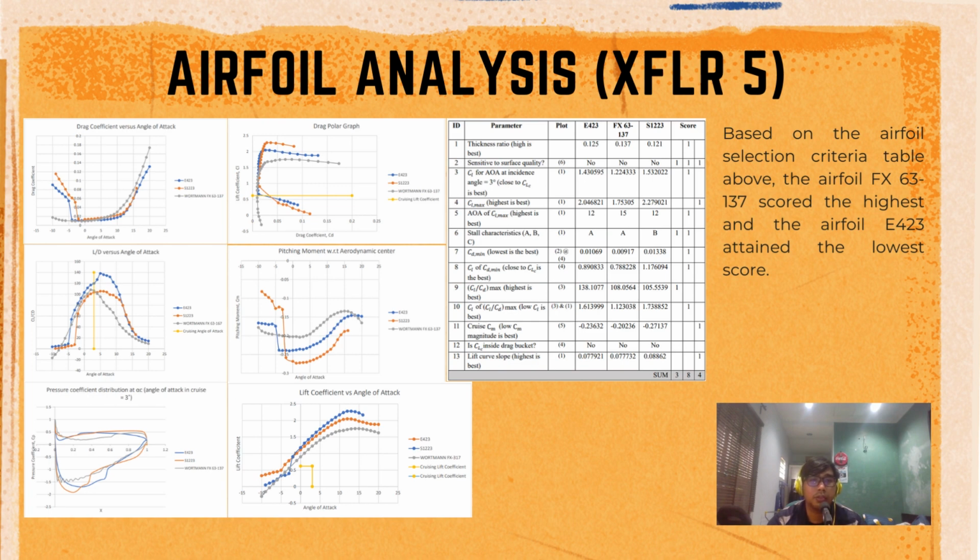The data received from the XFLR5 are then graphically visualized through 6 different graphs: lift coefficient against angle of attack, drag coefficient against angle of attack, lift to drag ratio against angle of attack, drag polar, pitching moment with respect to the aerodynamic center, and pressure coefficient distribution at angle of attack in cruise. The data is then analyzed and evaluated through the airfoil selection criteria, in which the airfoil Wortmann FX63137 scored the highest and the airfoil E423 scored the lowest.